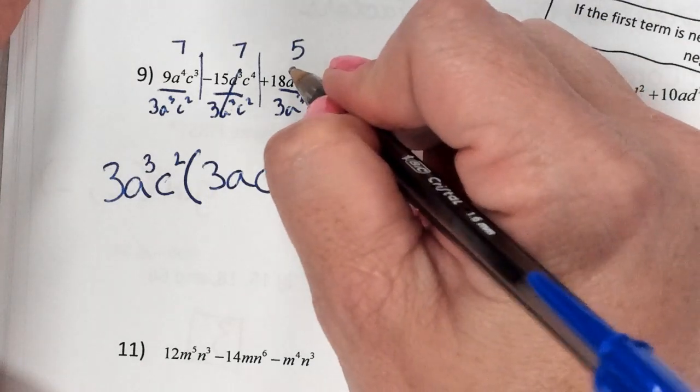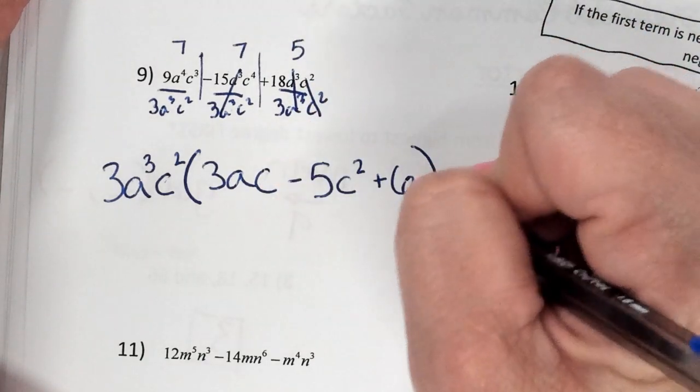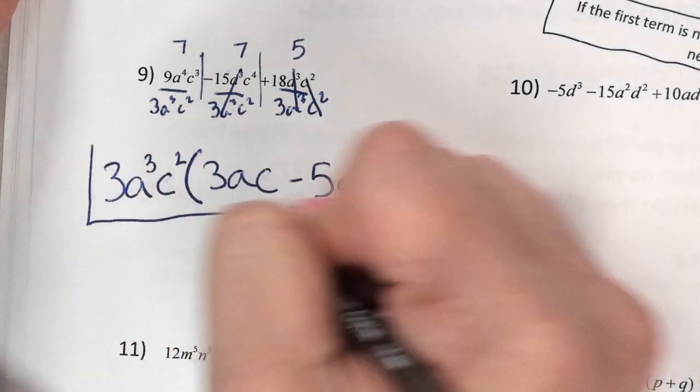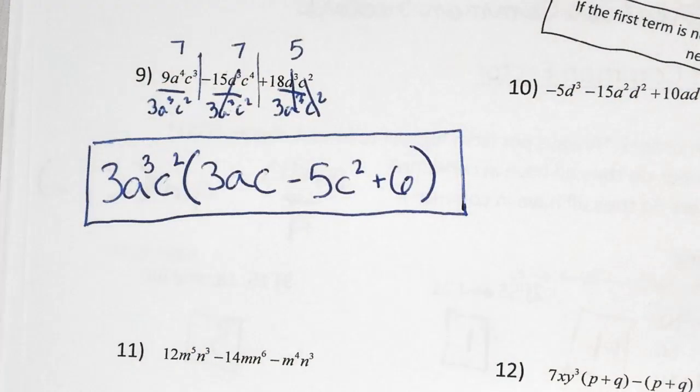A3 over A3, 3 minus 3 is 0. 2 minus 2 is 0, so that's it. There were no letters left. We took them all out. So that is how you put your answer back into an expression while taking out your GCF. So if I ever say, hey, you need to take out your GCF, this is what I'm talking about.